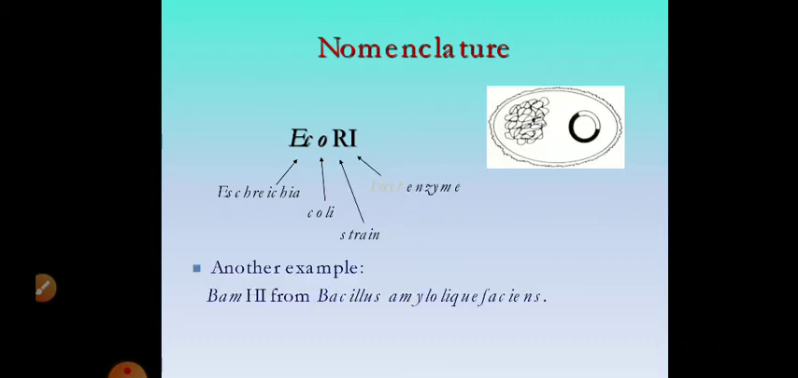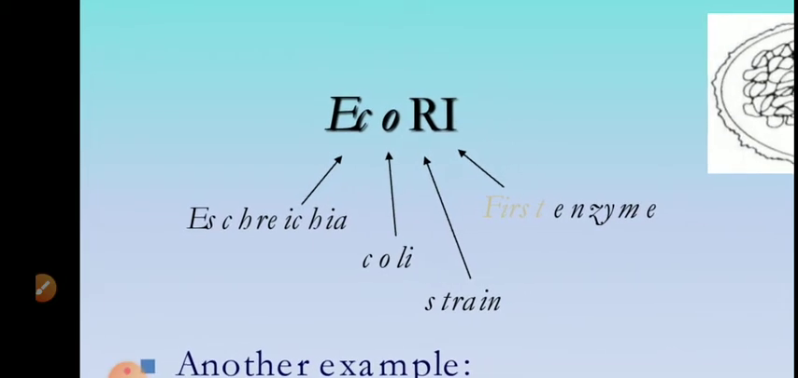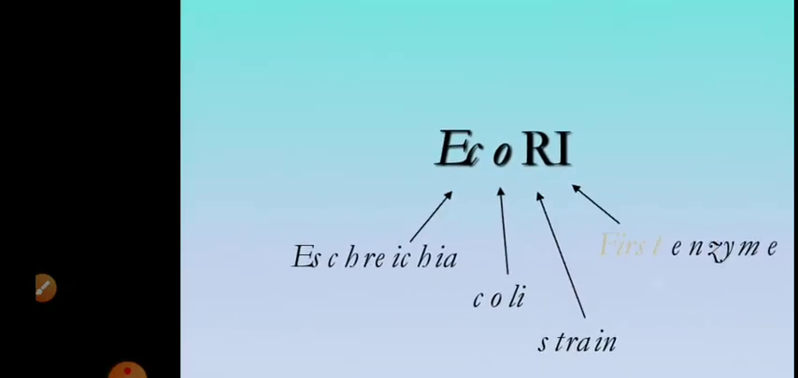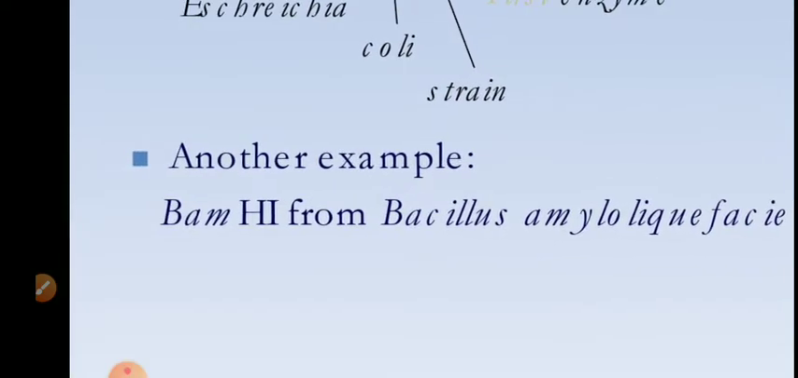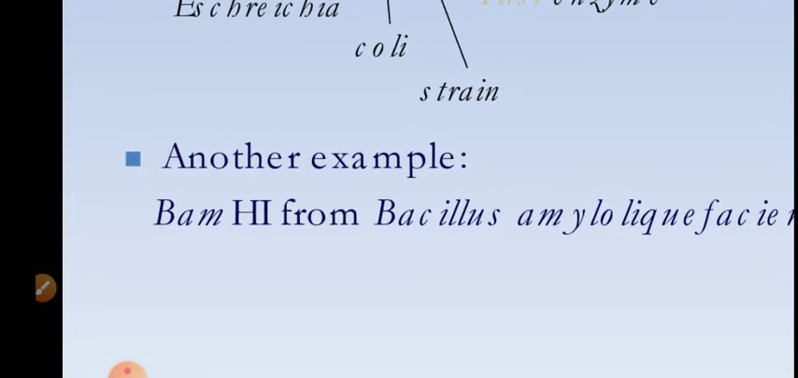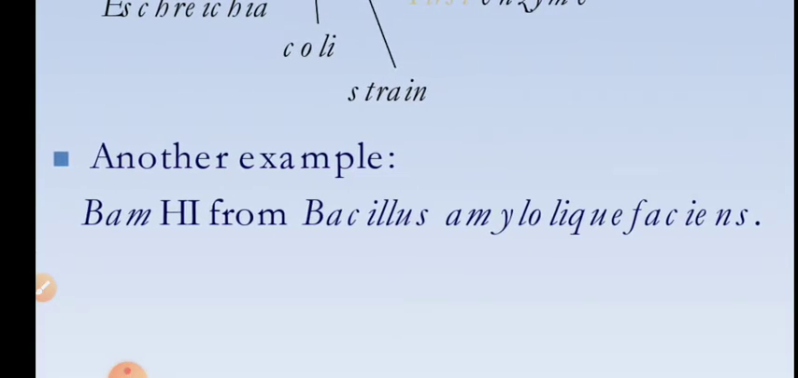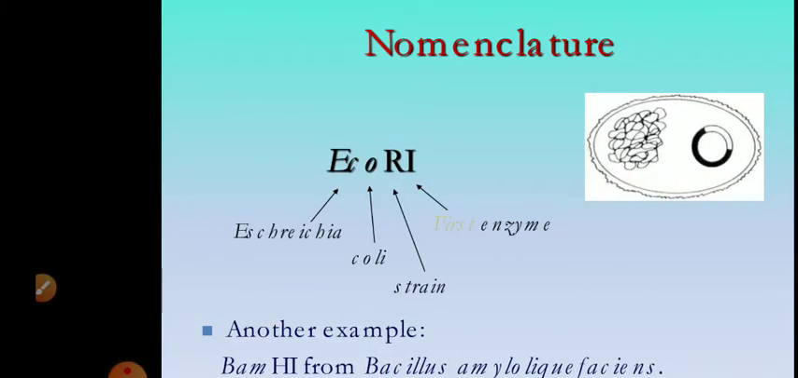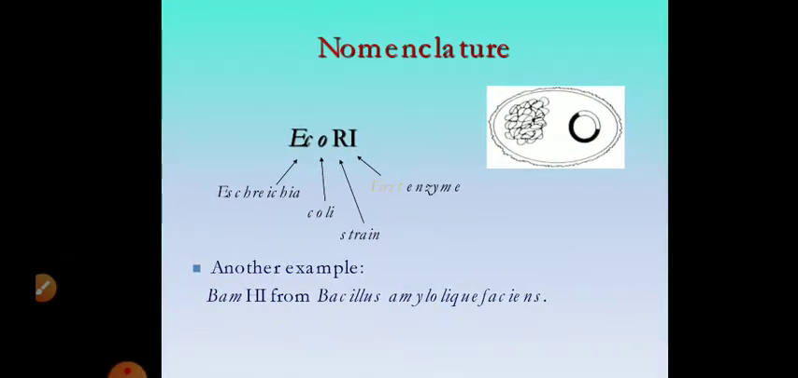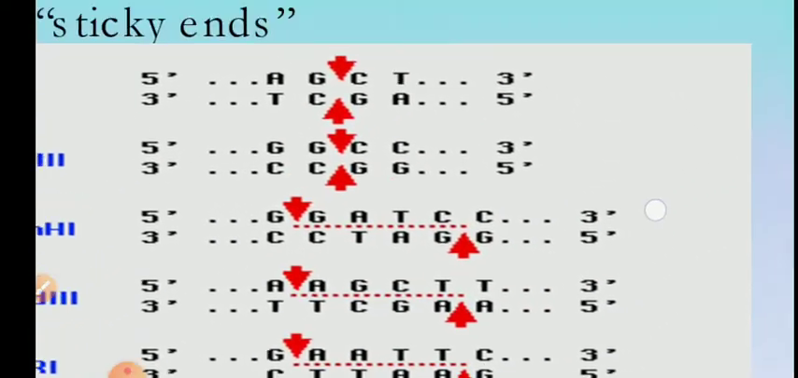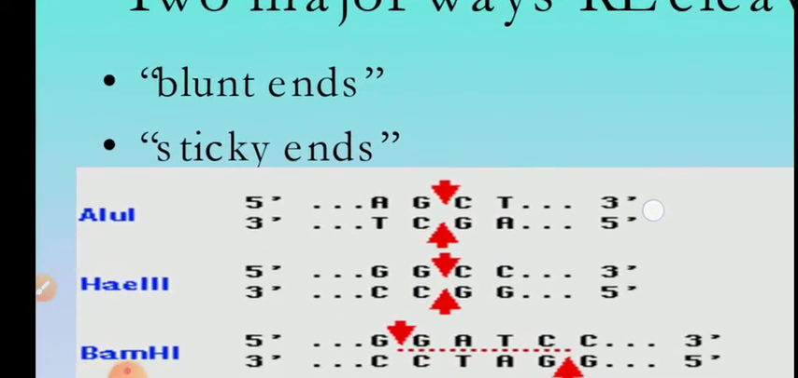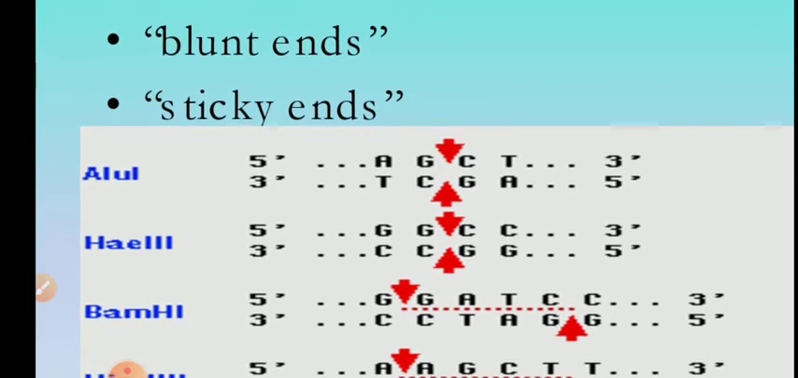So in EcoRI, E stands for Escherichia, Co for coli, R for strain, and I is the Roman numeral for the first enzyme isolated from E. coli. Another may be BamHI. In BamHI, B stands for Bacillus, Am for amyloliquefaciens, H for the strain, and Roman I for the first enzyme isolated from Bacillus amyloliquefaciens.